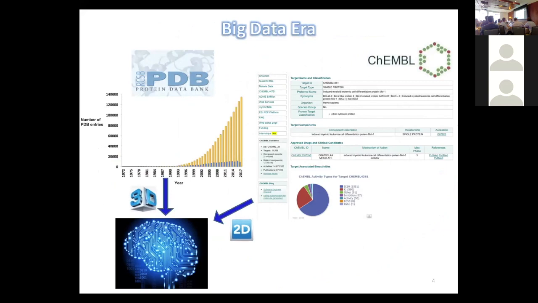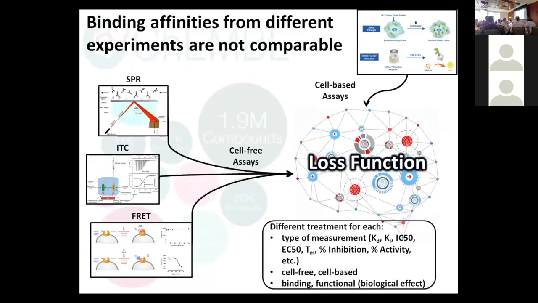Fortunately, we're living in the big data era where the public databases are growing up exponentially. As I show you on the left, the growth of Protein Data Bank, which provides the three-dimensional structures. And a similar growth has been observed for chemical databases like ChEMBL, which provides almost 3 million chemicals with binding affinities and 2D structures. And of course, all this information can be utilized to train machine learning models.